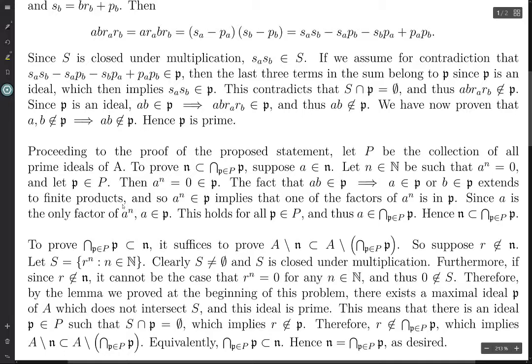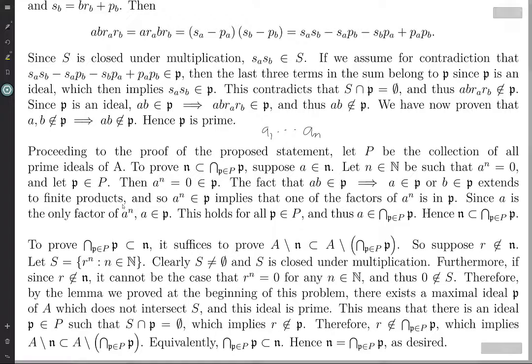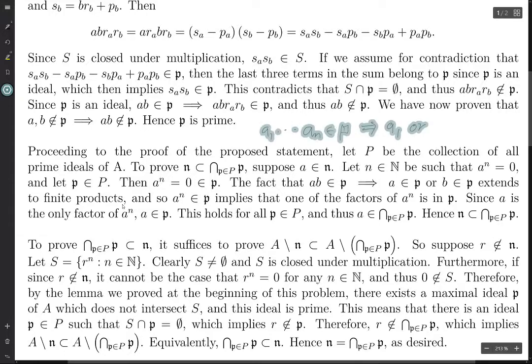So if you have A1 times all the way up through AN, my pen is super sensitive right now. I don't know why, even if I'm not touching the screen. Oh, now it's better. Okay, so if the product of A1 through AN is in P, then A1 or... this pen is not working. I'm not even going to try.